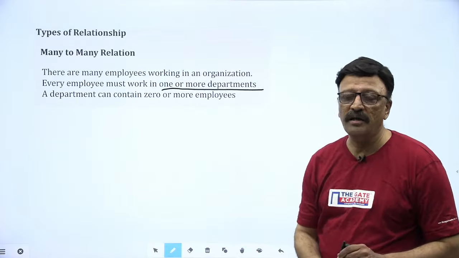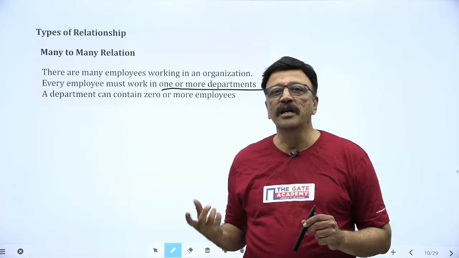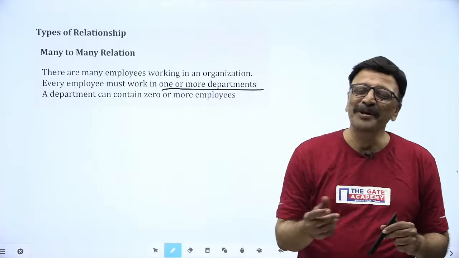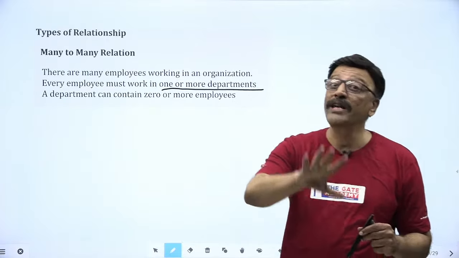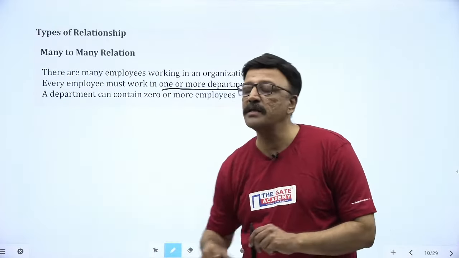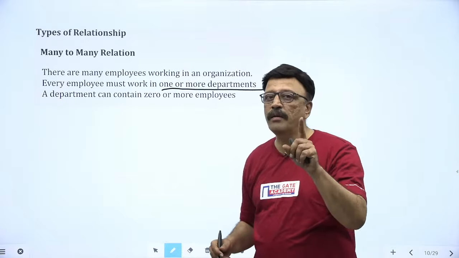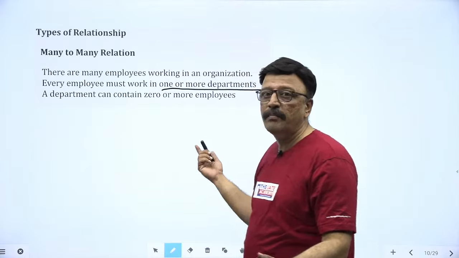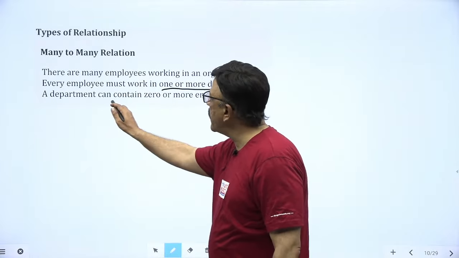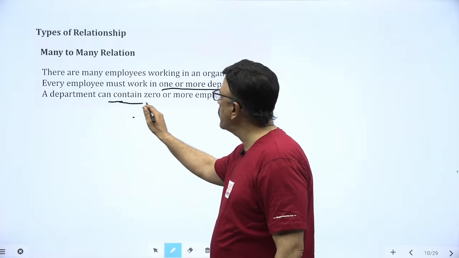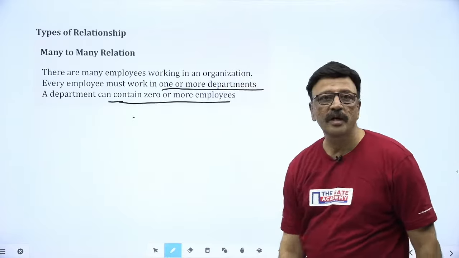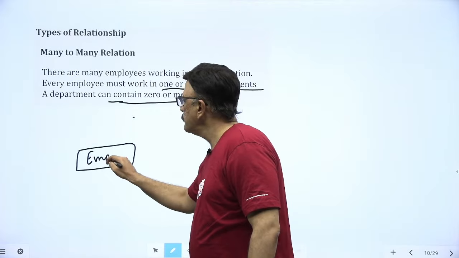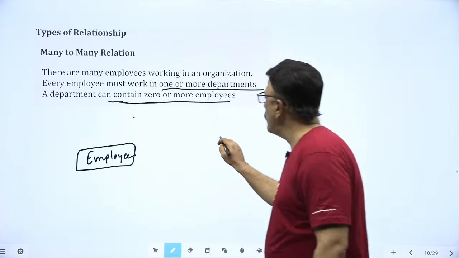There is no compulsion, but there might be a very efficient employee who works in 7 departments. There might be an employee who works only in one department, but an employee can work in multiple departments. In the previous problem, every employee should work only in one department. Here, many departments is possible. And a department can contain 0 or more employees. So how do you look at this? We have the employee entity and we have the department entity.